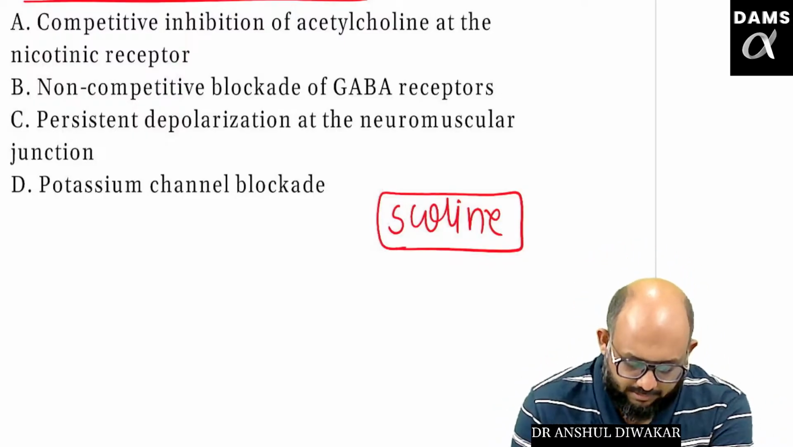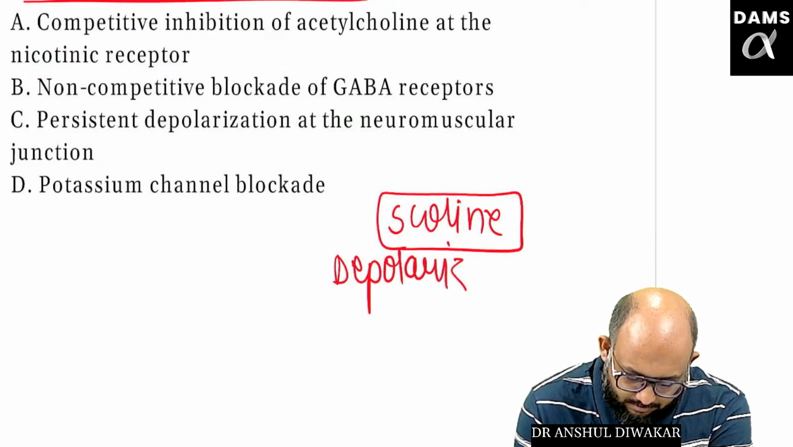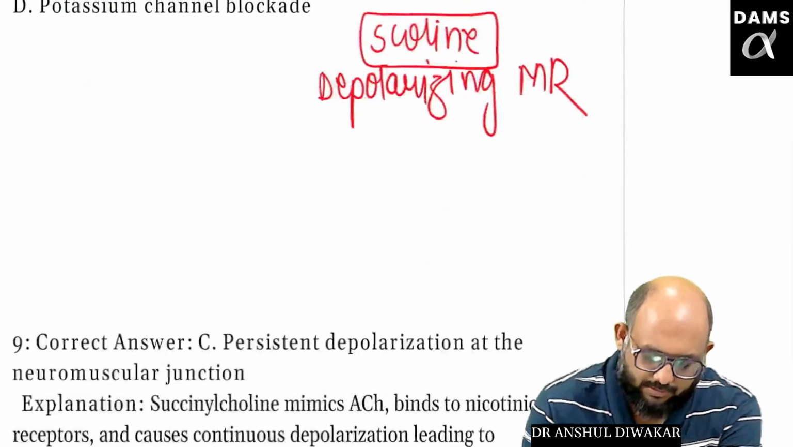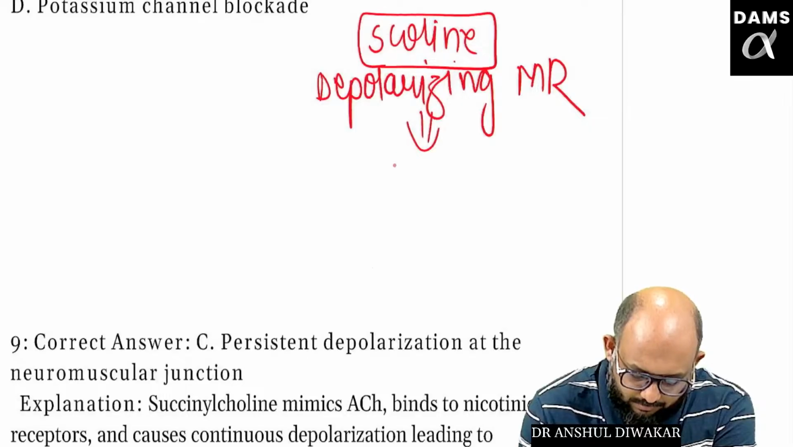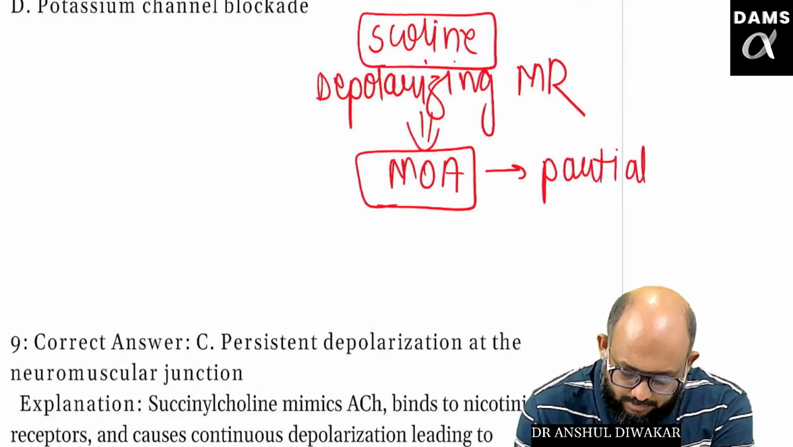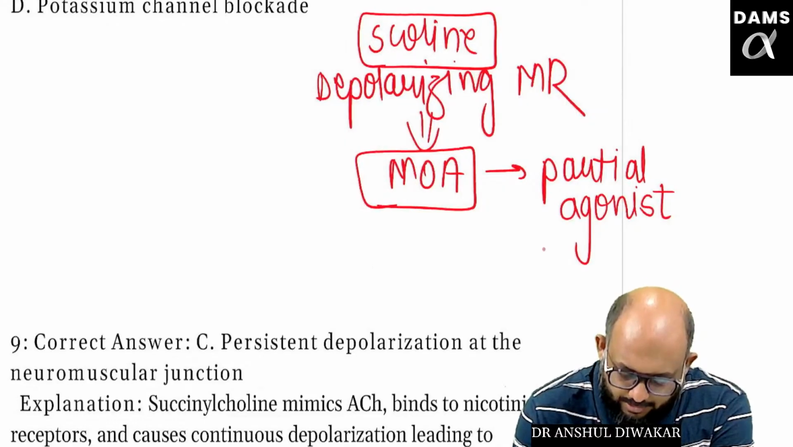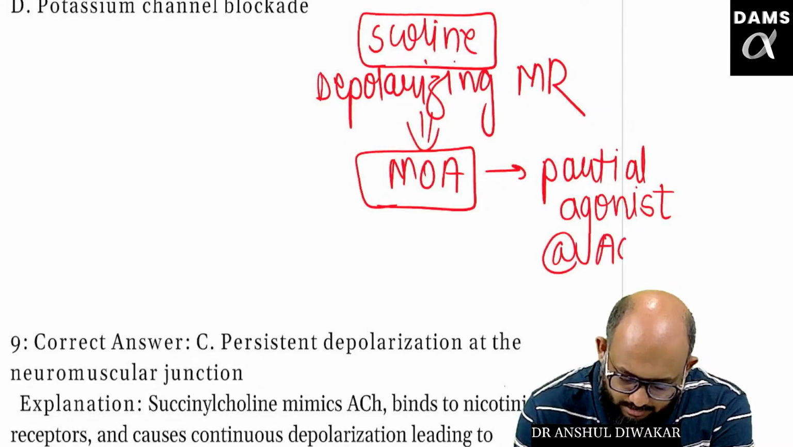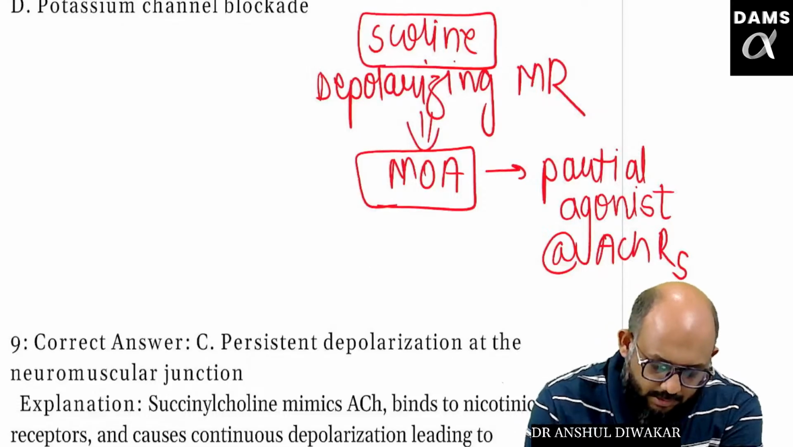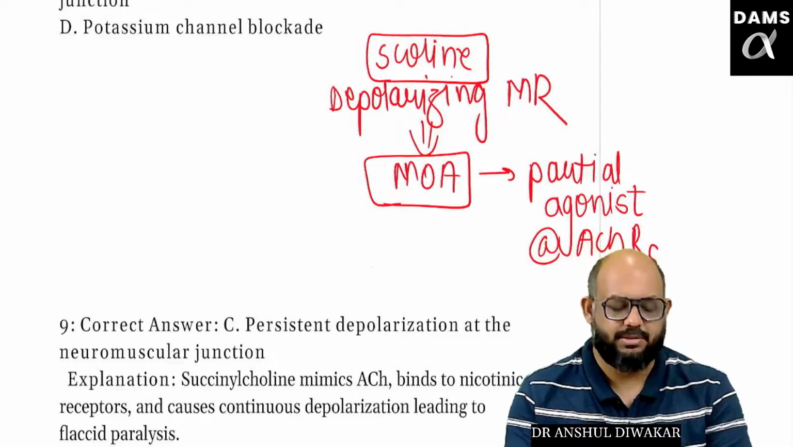So scoline is a depolarizing muscle relaxant. Can you tell me what is the mechanism of action? The mechanism of action is partial agonist at acetylcholine receptor. It's a partial agonist at acetylcholine receptor.